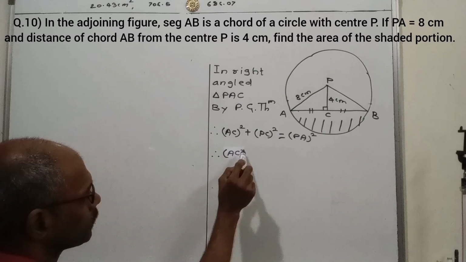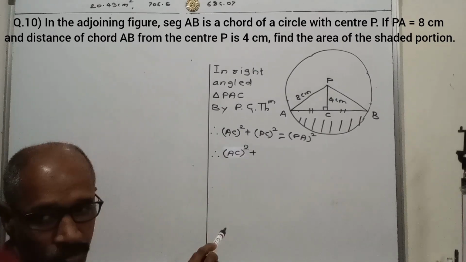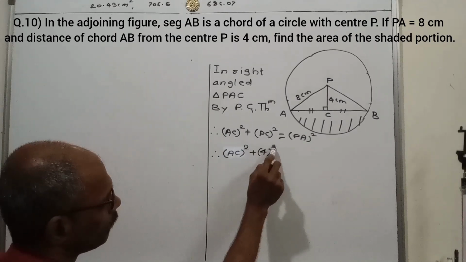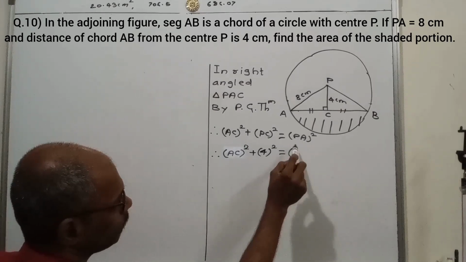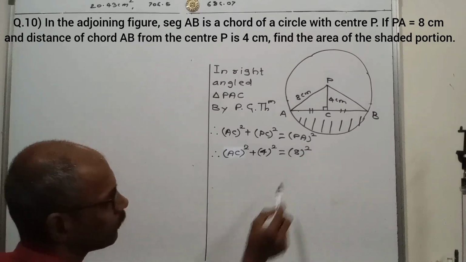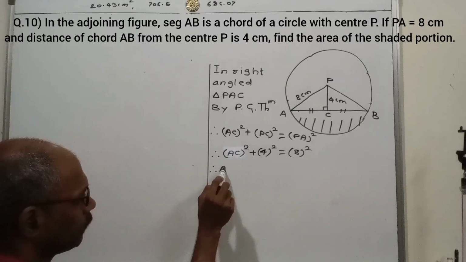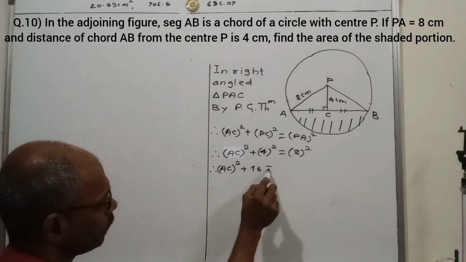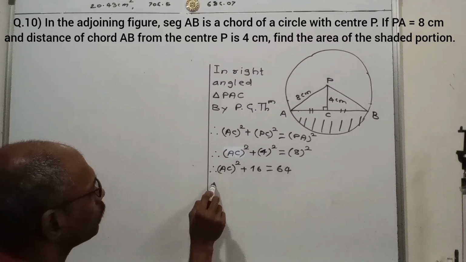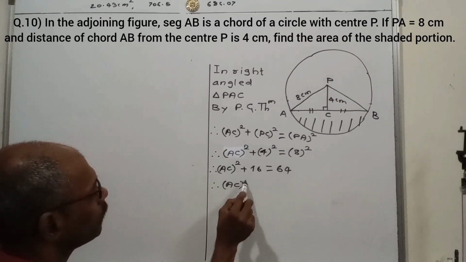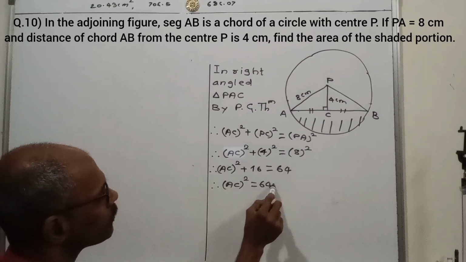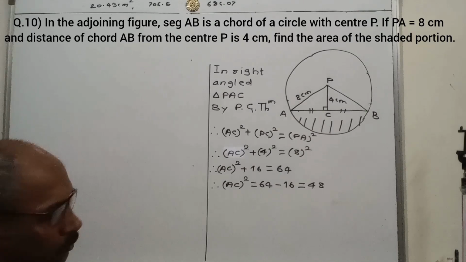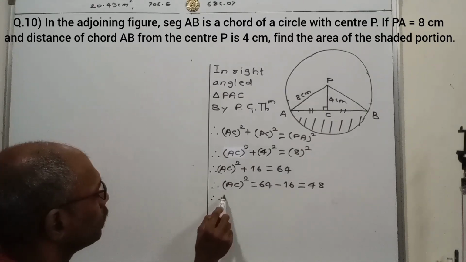We don't know AC, so we write AC square as it is. PC, what is PC? 4 square, and PA is equal to 8 square. Therefore, AC square plus 16 is equal to 64. Therefore, AC square is equal to 64 minus 16 is equal to 48.